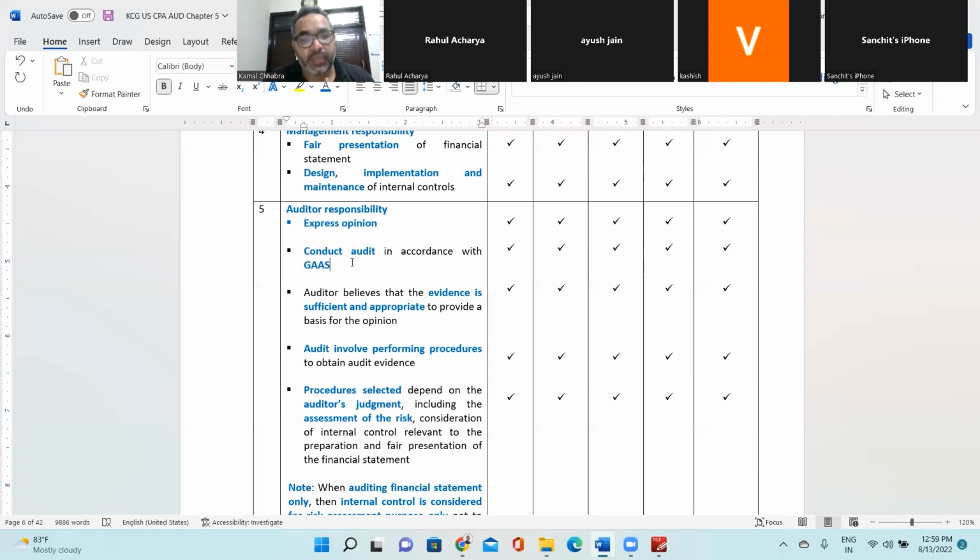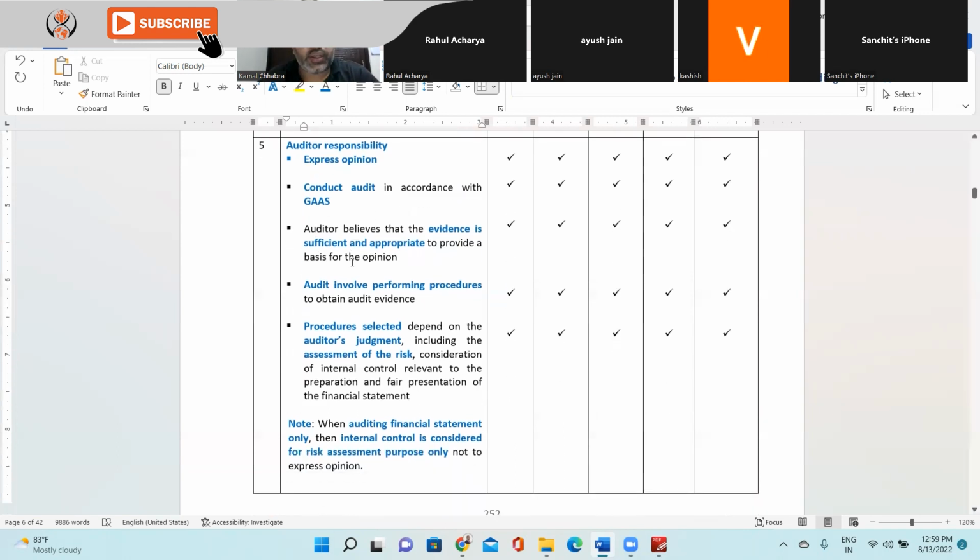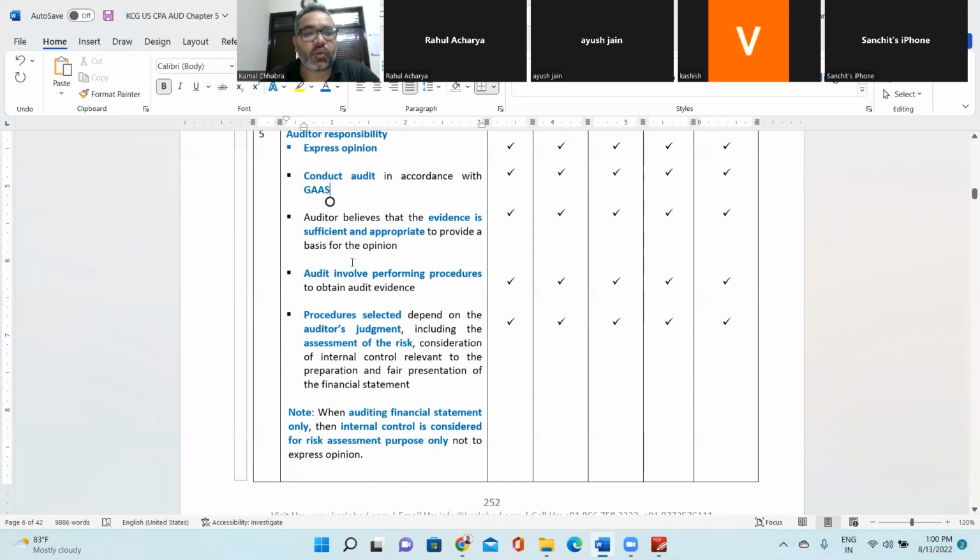Third thing is the auditor believes that the evidence is sufficient and appropriate to provide the basis for the opinion. You need to explicitly mention that you believe the evidence which you have obtained by performing the audit in accordance with GAAS is sufficient and appropriate to reach the conclusion and give you the basis of the opinion. Make sense? You will be giving an affirmation: yes, we have performed the audit in accordance with GAAS, and the audit opinion is based on sufficient and appropriate audit evidence. Right? Fourth thing is the auditor performing procedures to obtain evidence.